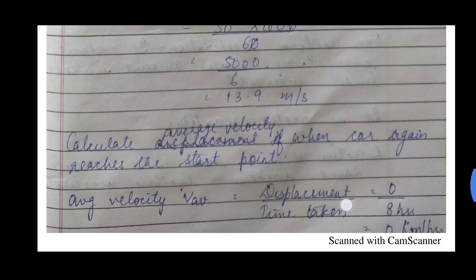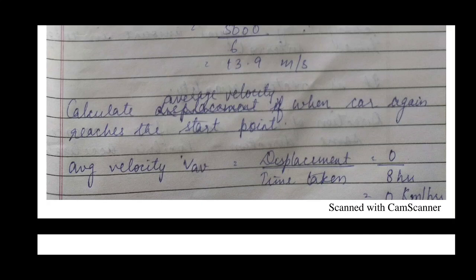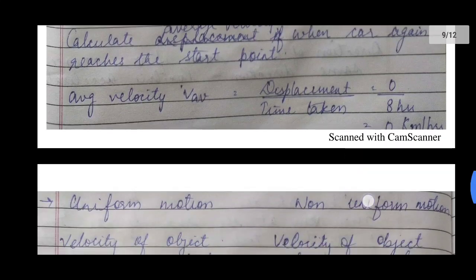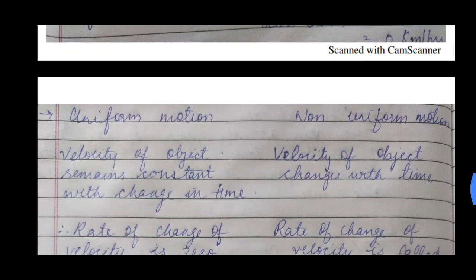Okay, so if you calculate average velocity when a car again reaches its start position, the average velocity will be displacement upon time taken. Now where it was earlier, it has reached the same place, so what will the displacement be? 0, right? The final position and initial position are both the same, so it becomes 0. 0 upon time taken, which is 8 hours, so your average velocity will again be 0.